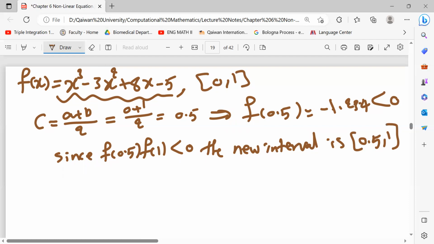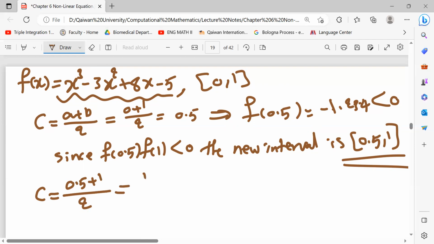Now, for the next iteration, we find a new C. We work on this interval. We find the sum of them divided by 2. We say it's 0.5 plus 1 divided by 2. It is 1.5 divided by 2, which is 0.75. This is the new C.